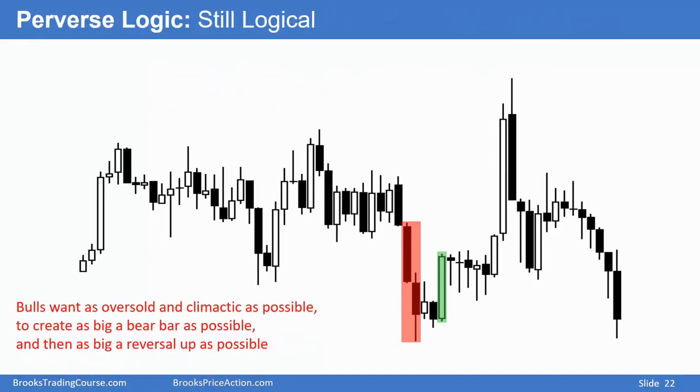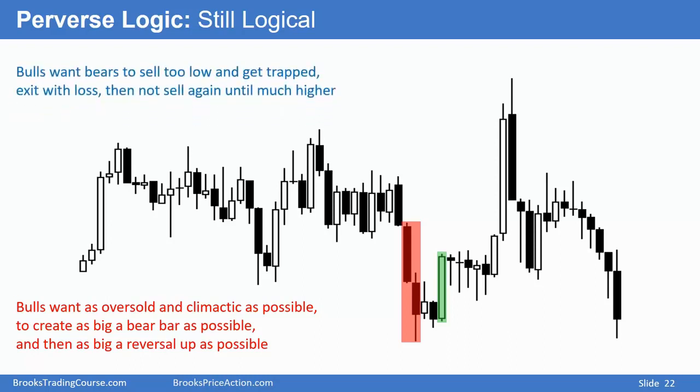And remember, the bulls want the market to be as oversold and climactic as possible, and they want to create as big a bear bar as possible to trap as many bears as possible, and that increases the chances that you'll get a very strong snap back, a very strong climactic reversal up. They're trying to encourage bears into selling low. They want the bears to believe there'll be a breakout and a measured move down. And then they trap the bears, and the bears have to give up, and they exit with a loss, and they'll probably not sell again until the market gets much higher.